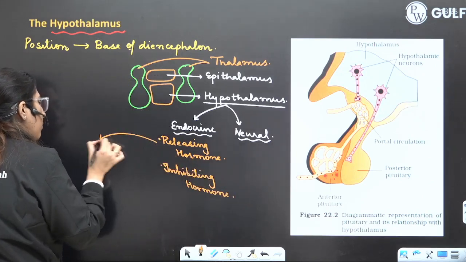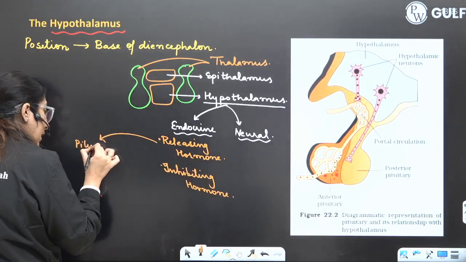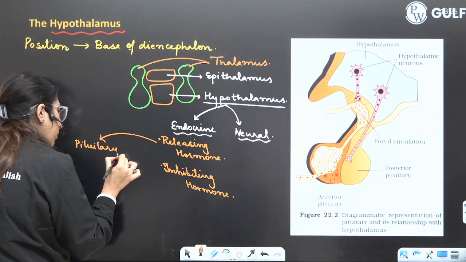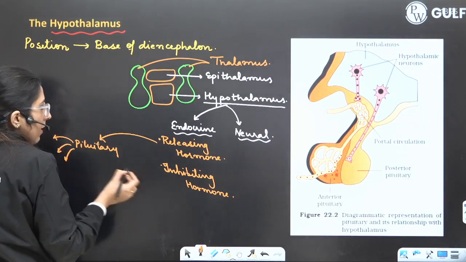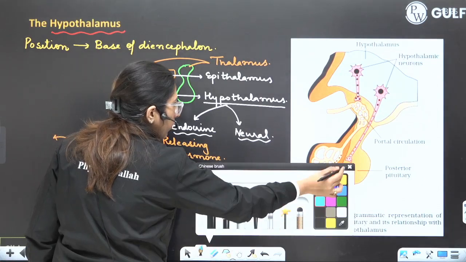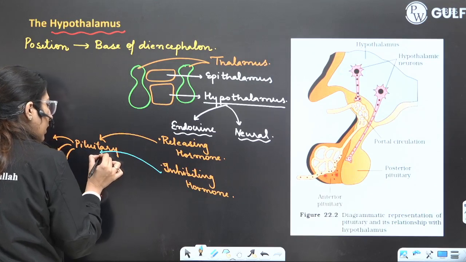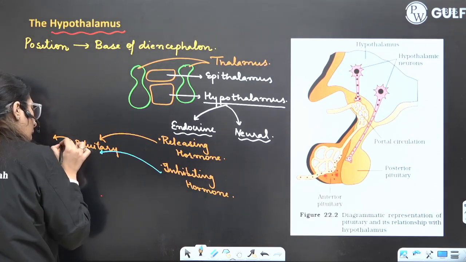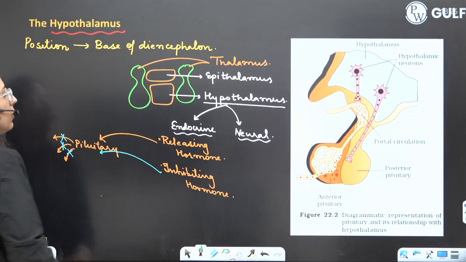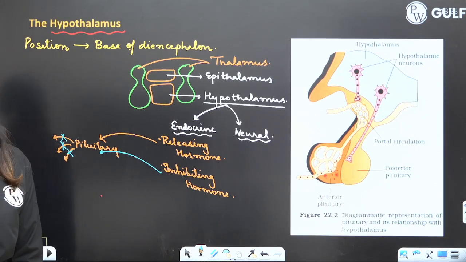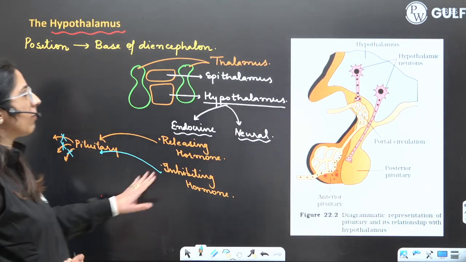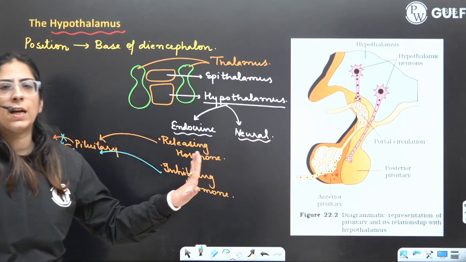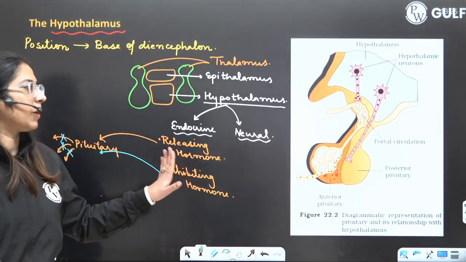These releasing hormones go to the pituitary, and the pituitary in turn releases hormones. Whenever these inhibiting hormones go to the pituitary, they stop the secretion. They inhibit the secretion of the pituitary, while the releasing hormones stimulate the secretion of pituitary hormones. We are not talking about the neural part because we have already done that in the previous chapter.